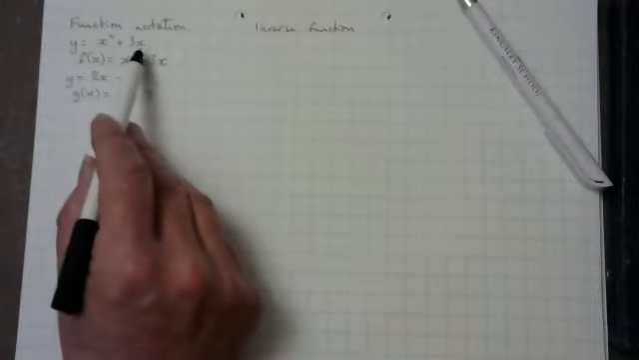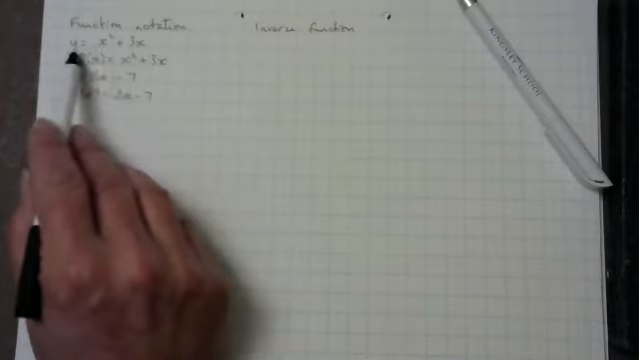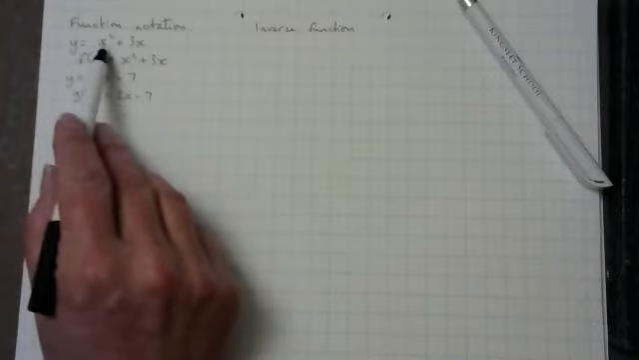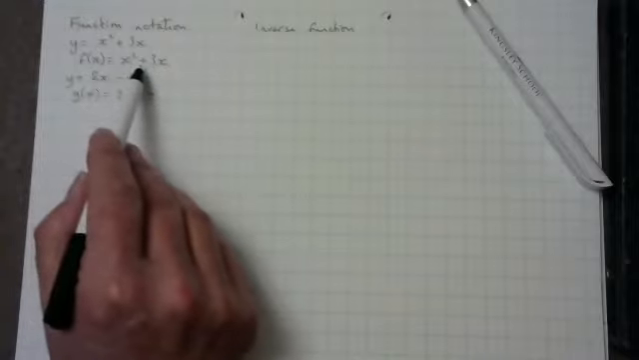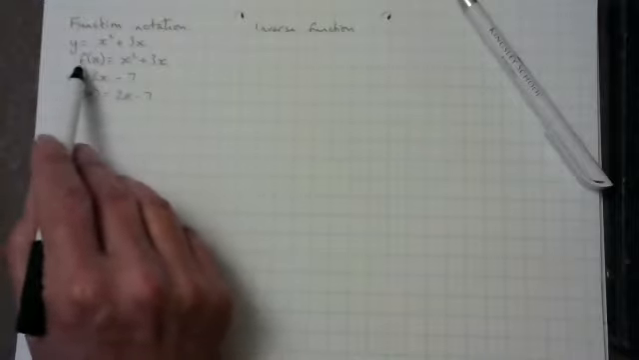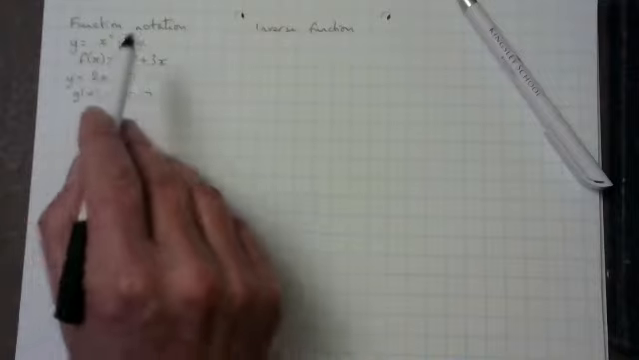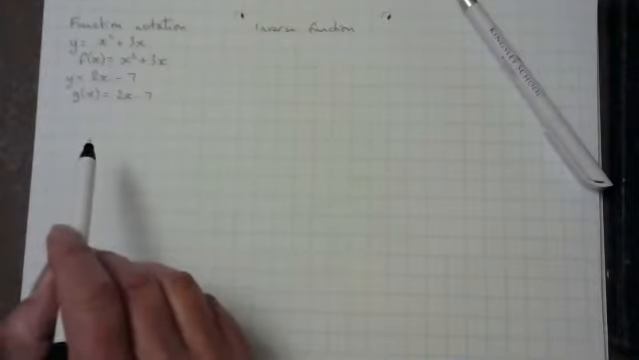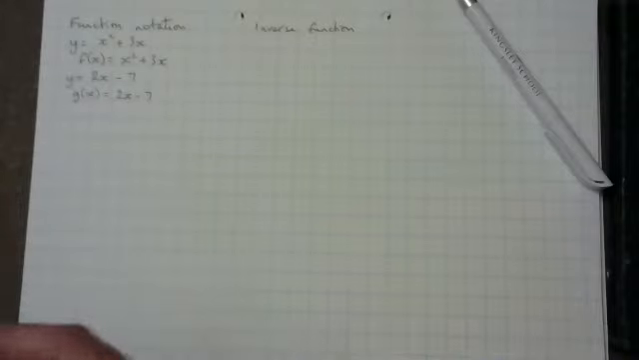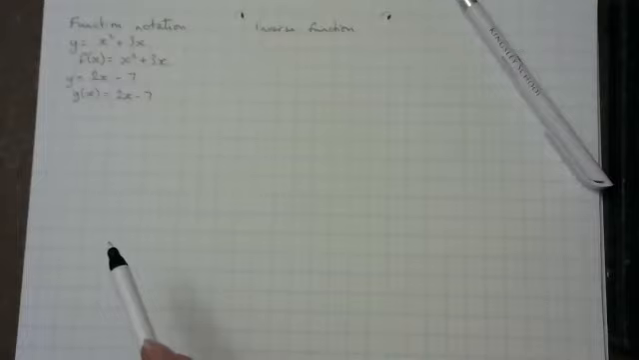So function notation is just another way of writing y equals x squared plus 3x. That means y is a function of x. So I can just say f of x equals x squared plus 3x. The function f of x is x squared plus 3x. I can then put a whole bunch of values of x in and work out what the output is for f of x. That's inputs with outputs.